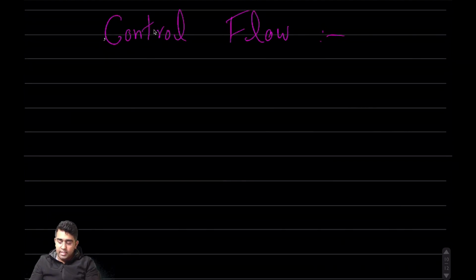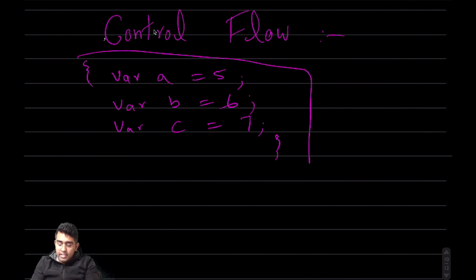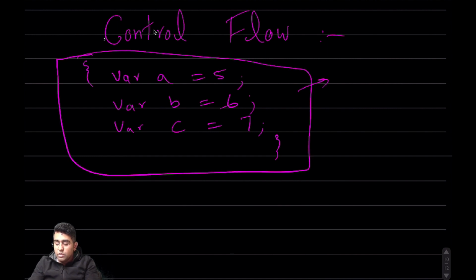So let me say, okay, I want to write, let's just say var a is equal to 5, var b is equal to 6, var c is equal to 7, right? If I say this is a block of statements, then I have to encapsulate it in curly braces. Now this is a block, and it has its own scope.